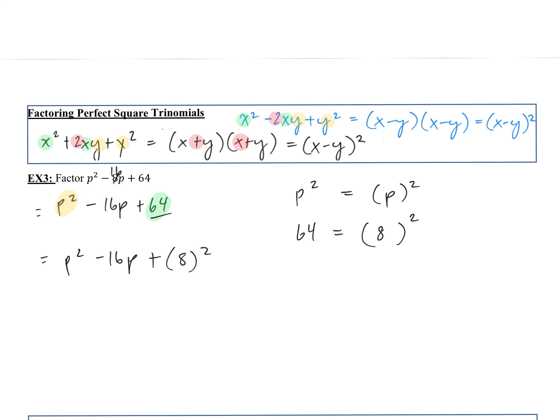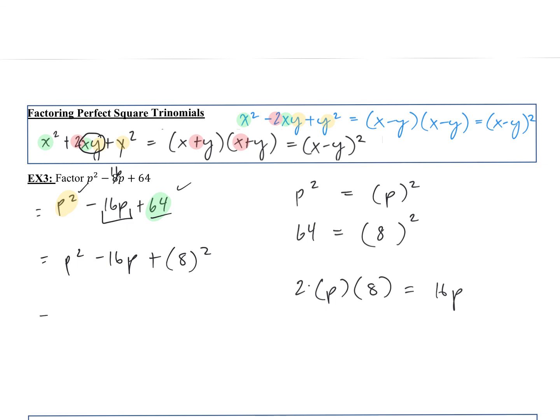So that was the first test, to make sure the first and last terms were perfect squares. The next thing to see is whether the middle term is 2 times the first term times the last term. And not the actual squares in the terms, the square roots of the terms. So let's see, is it the same? Well, we have 16p. It is. Alright, so we proved that it is a perfect square trinomial.